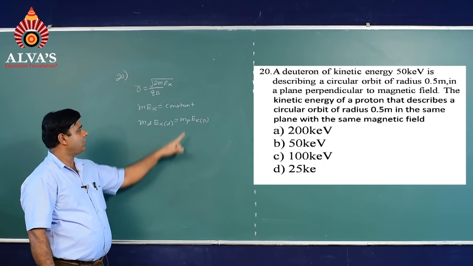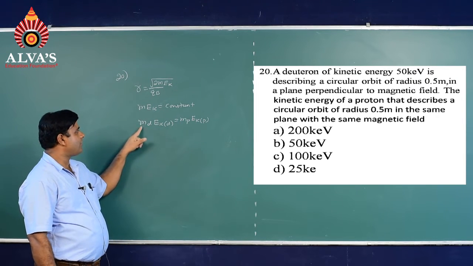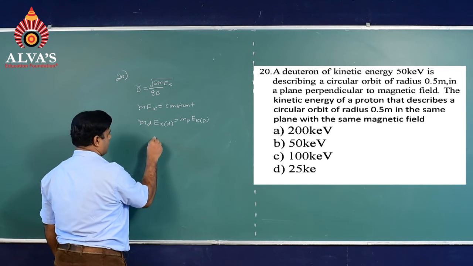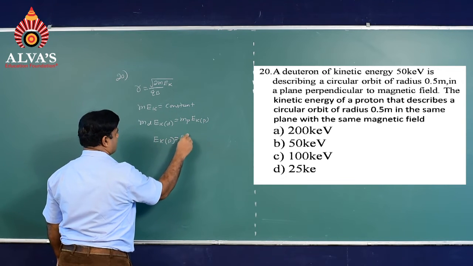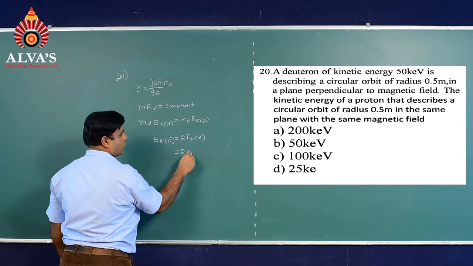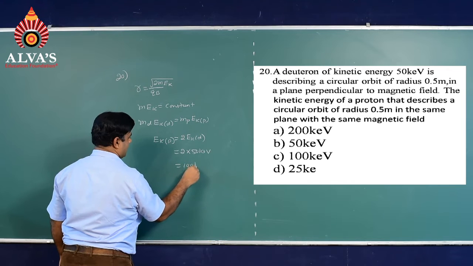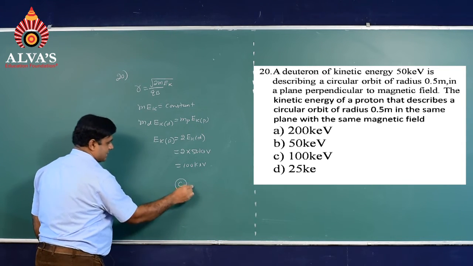Here you have to calculate kinetic energy of proton whose mass is half of deuteron, therefore kinetic energy should be double the deuteron. So, kinetic energy of proton is 2 times the kinetic energy of deuteron, which is 2 into 50 kilo electron volt, which is 100 kilo electron volt. So, the answer is C.